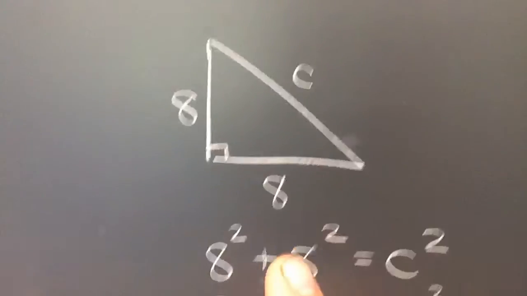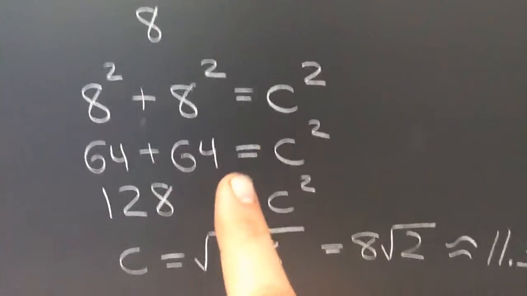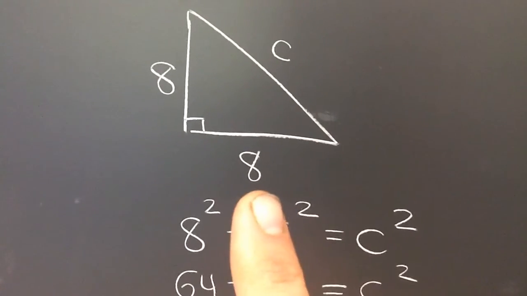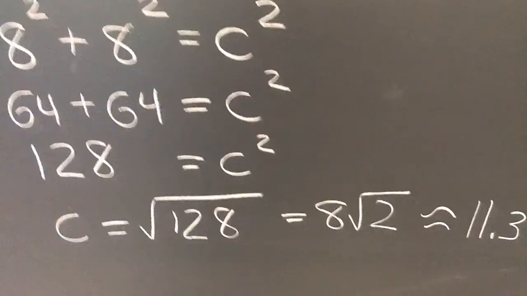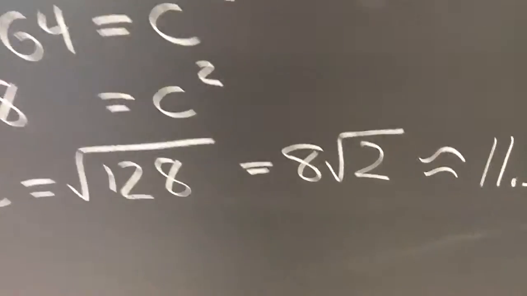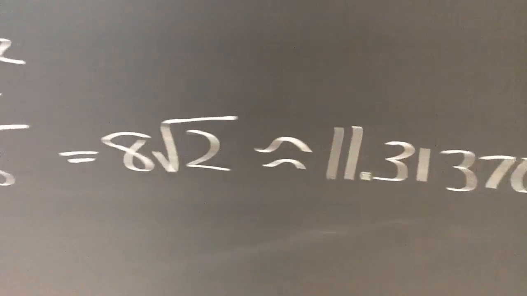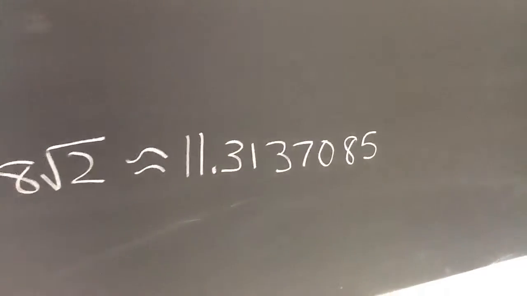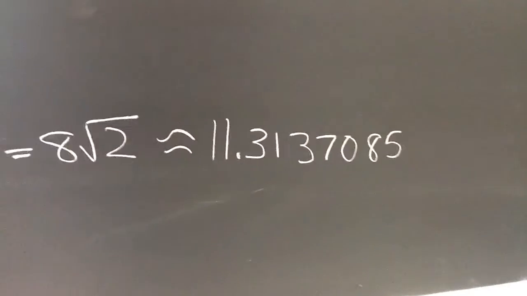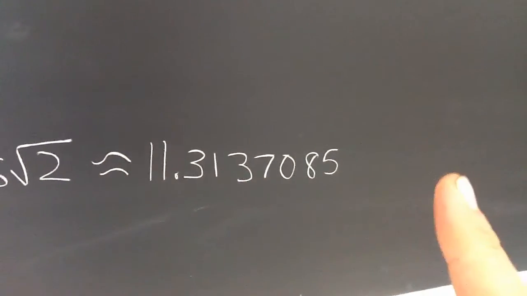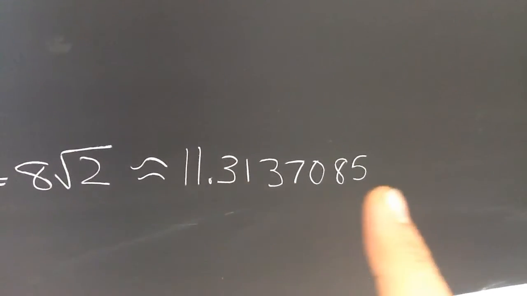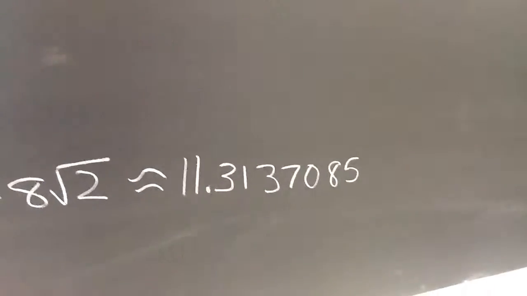So really, I didn't have to go through all of this. All I had to do was take the leg number and multiply by the square root of 2. So 8 times the square root of 2 is approximately 11.3137085. This is an irrational number, so there's no way we're going to have all the digits, but we do have a very good significant number of digits.